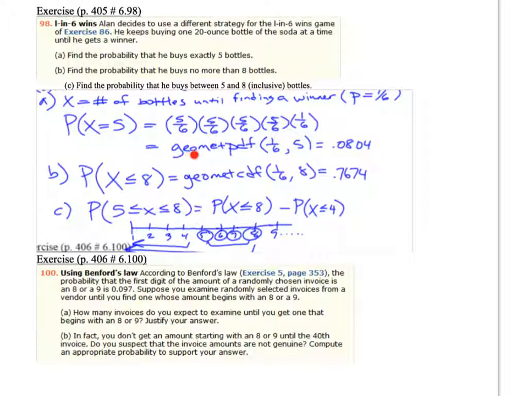Or if I feel like using the geometric PDF shortcut in the calculator, I can go grab geometric PDF under 2nd VARS, type in 1/6 for P and 5 for X, and we get 0.0804.